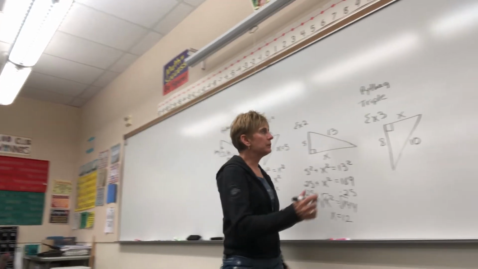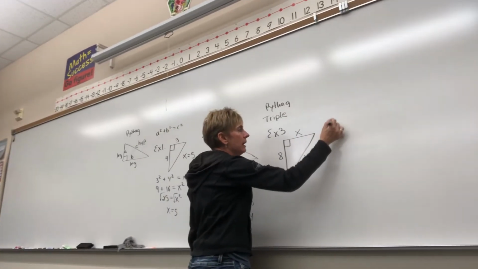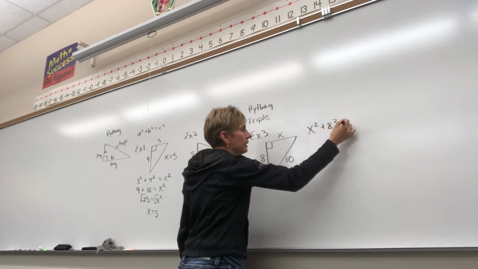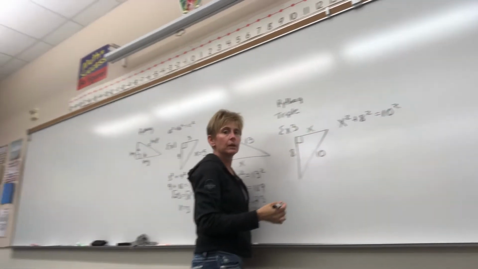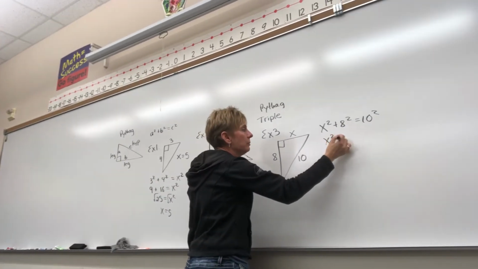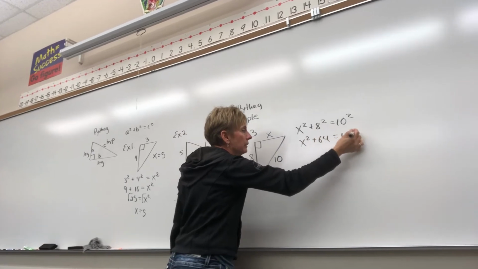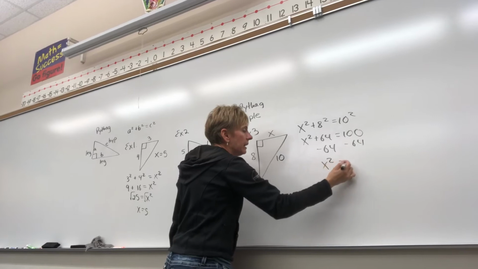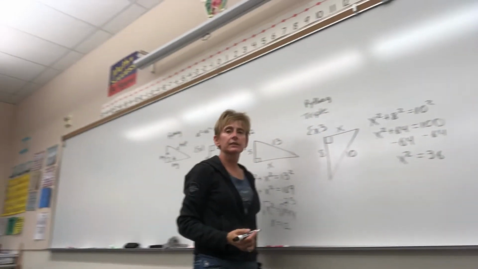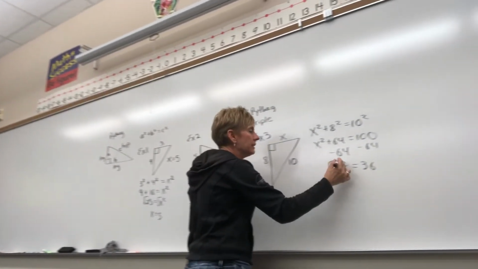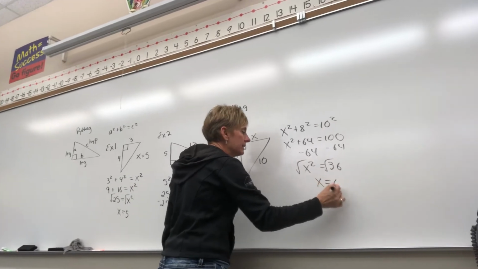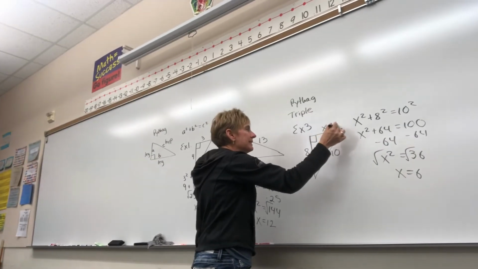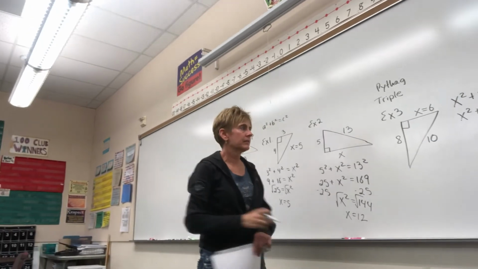The equation that we would use to solve this would be x squared plus 8 squared equals 10 squared. Or x squared plus 64 equals 100. We're going to subtract 64 from each side and get x squared equals 36. I'm also going to take the square root and get that x is 6. So our missing side in this case is 6.